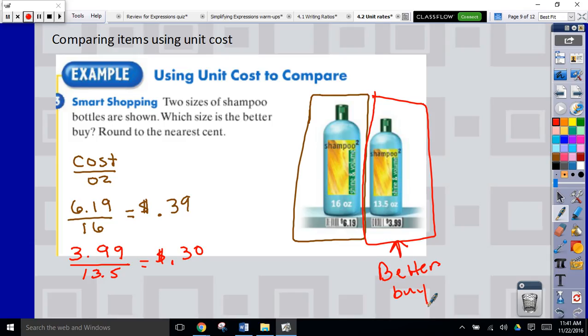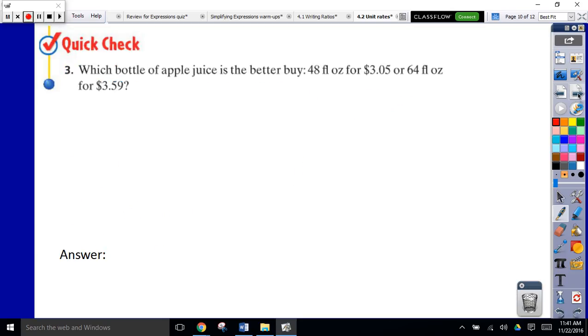Okay, next one is another quick check. Let's actually talk through this one together because then we also have an exit ticket. Okay, so which bottle of apple juice is the better buy? 48 fluid ounces for $3.05 or 64 fluid ounces for $3.59.